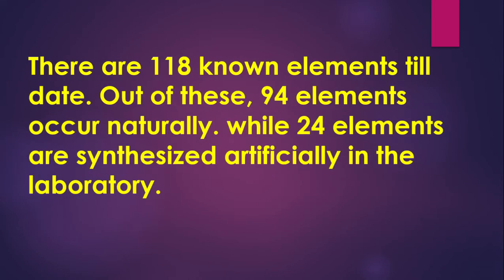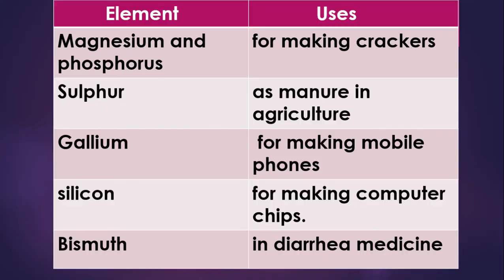There are 118 known elements to date. Out of these, 94 elements occur naturally, while 24 elements are synthesized artificially in the laboratory. Elements and uses. Magnesium and phosphorus are used for making crackers. Sulfur is used as manure in agriculture.